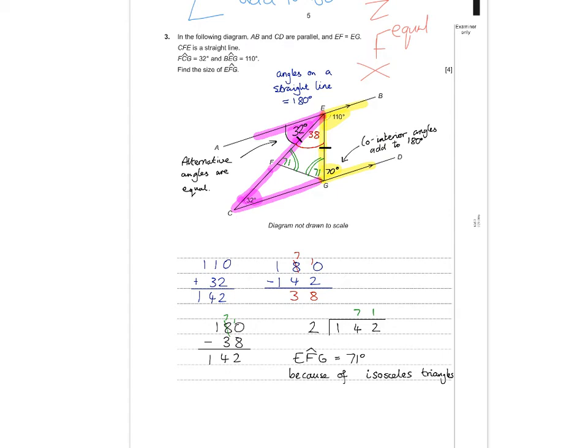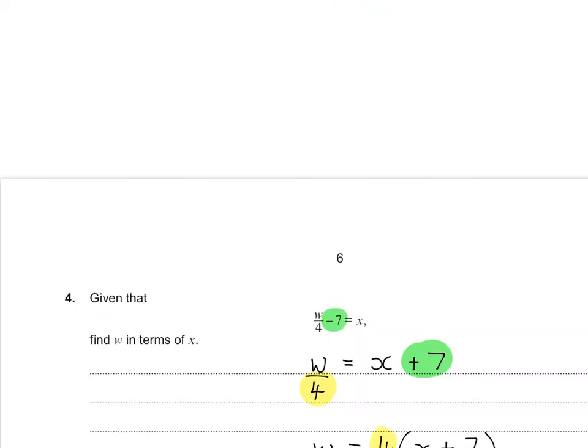First, this one here, it says, given that W over 4 minus 7 equals X, find W in terms of X. So that means we need to get W on its own. When it says find W, get W on its own. So the first thing I've done is I've got rid of that minus 7. I've taken it over to the other side where it's become plus 7. But that's still not W on its own. It's still got this over 4.